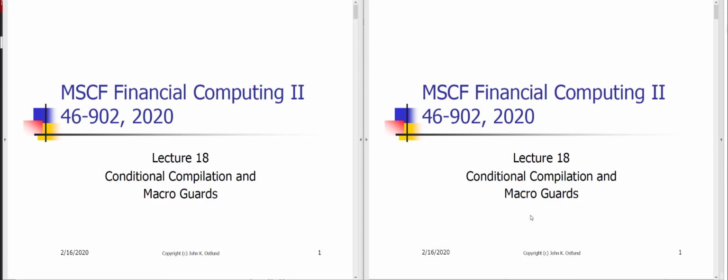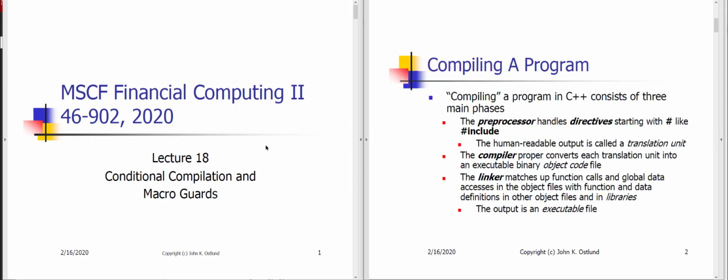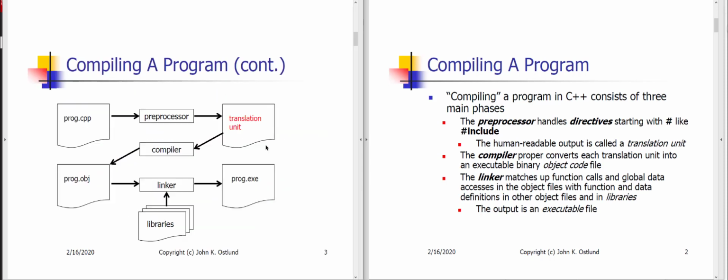Okay, in lecture 18, we need to talk about a picky language detail called conditional compilation and macro guards. First of all, we're going to review what compiling actually consists of, and I've drawn a diagram of this before. When you run your compiler on a C++ program, there's actually three phases that take place.